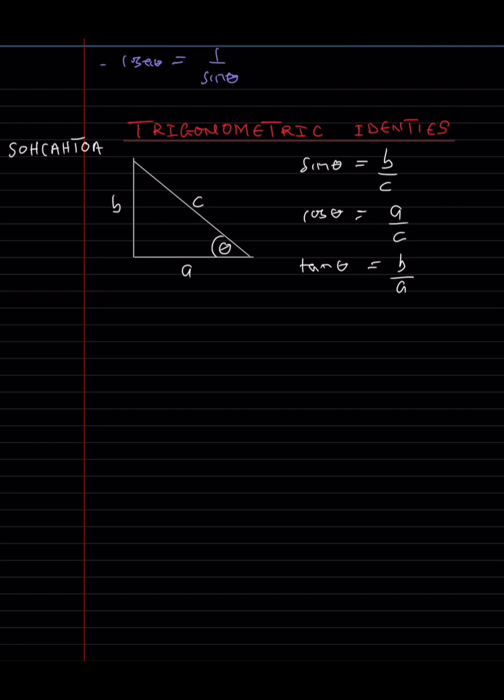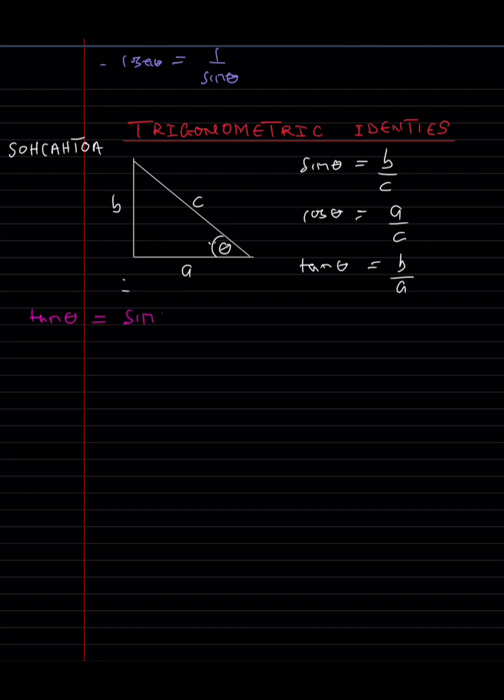Based on these, we came to the conclusion that, for this right angle triangle, sine theta is equal to b over c, cos theta is equal to a over c, and tan theta is equal to b over a. Based on where this angle is located, a is our adjacent, b is our opposite, and c is our hypotenuse.